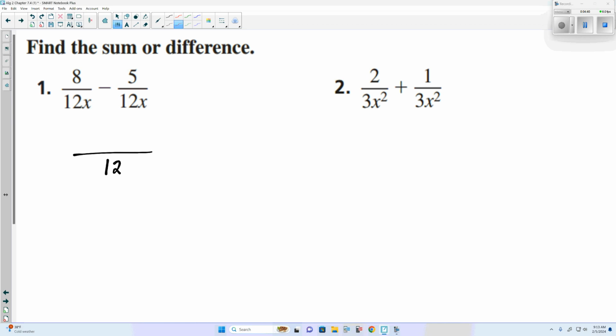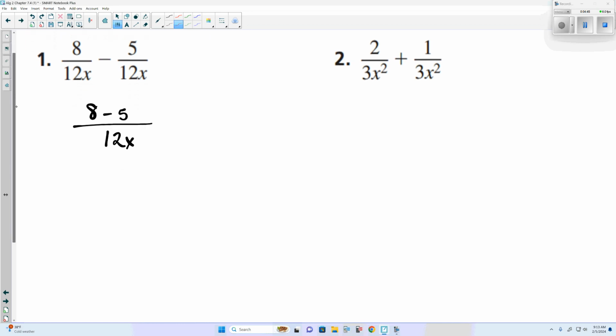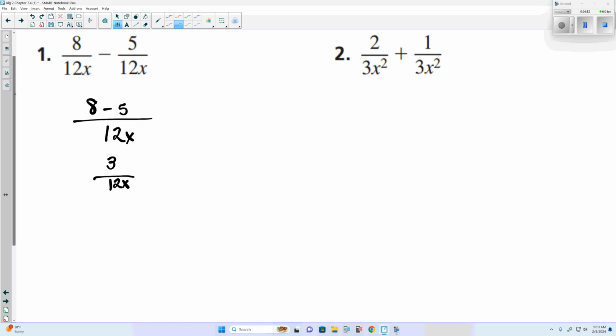But because they are the same, we can subtract the numerators. Well, 8 minus 5 is 3. Now our 3/12x would reduce to 1/4x. If the denominators are the same, we can add or subtract the numerators. Questions on this here? Let's go and look at the next one.